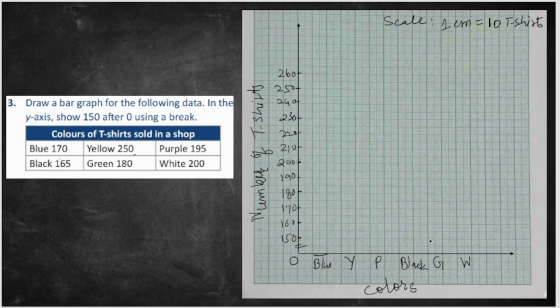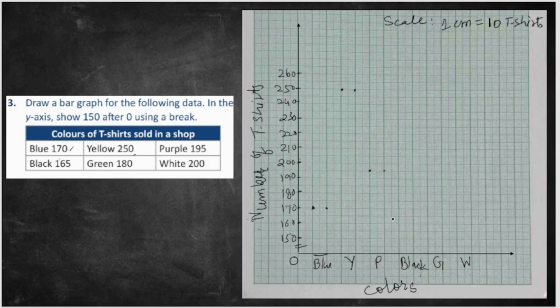Okay, so now let's draw, first mark the point and then we will draw the lines. For blue we have 170, 170 here. So this one is for blue. For yellow we have 250, for yellow 250 here, it's 250. For purple 195, for purple 195 will come between 190 and 200. Okay, so yes, this is for purple. You can see we are taking this one.